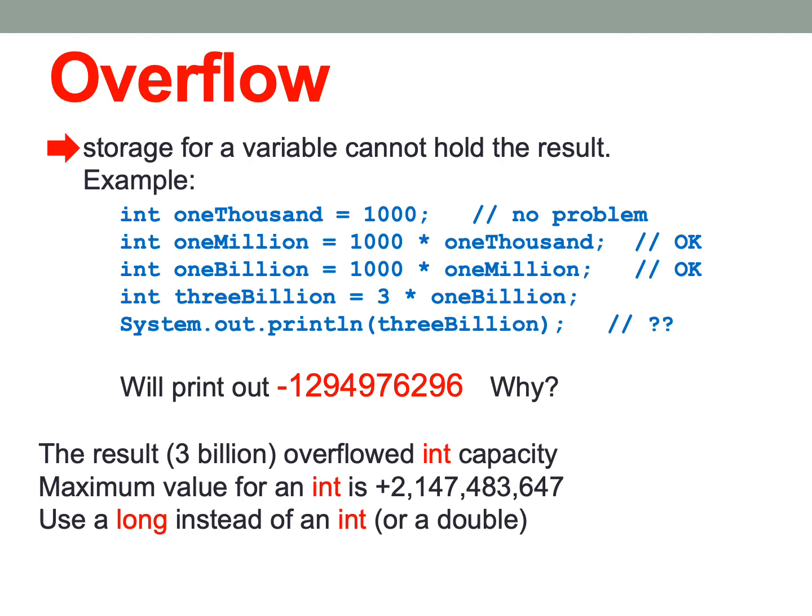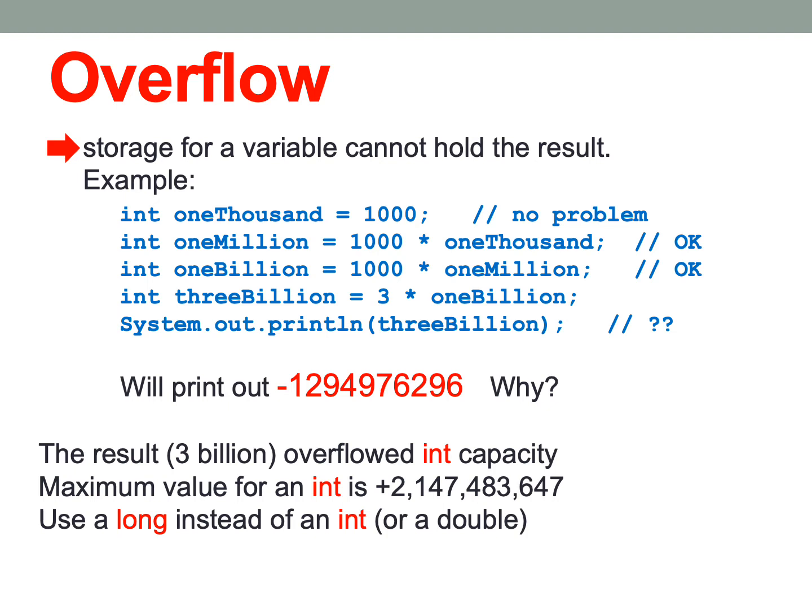However, in this example here, we try to give our data type int for a variable called 3 billion the value of 3 billion. It will print out negative 1,294,976,296. Why do you think this happened? The value 3 billion that we tried to give to the data type int has overflowed the int capacity. As mentioned previously, int can only hold values up to around 2.14 billion.